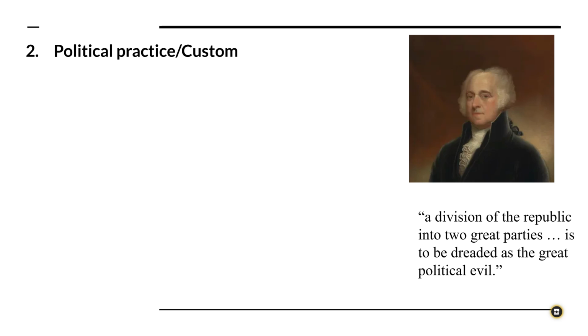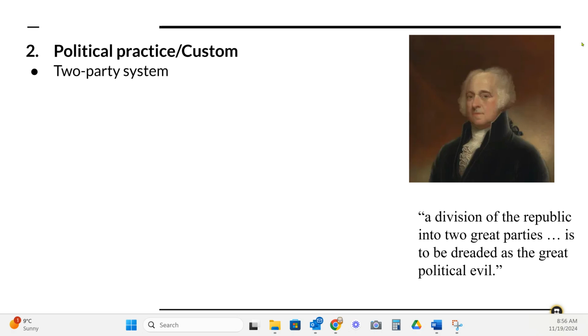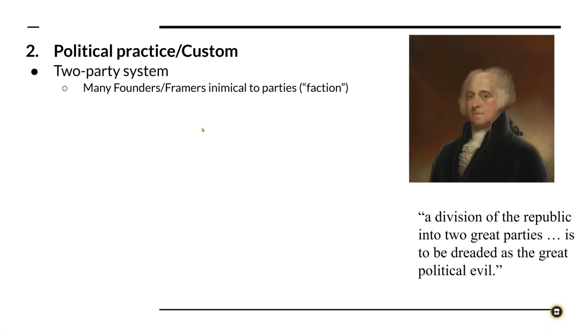The second way of changing things is just by how we actually practice politics and government in this country. And this is where the two-party system fits in. And an important starting point here is to remember that many of the founders, or I'm also going to introduce another way you will see them, the framers, were absolutely opposed to parties, or what they often called faction. This includes very famous founders like John Adams, Alexander Hamilton, and George Washington.